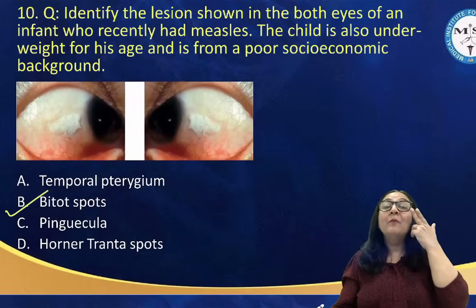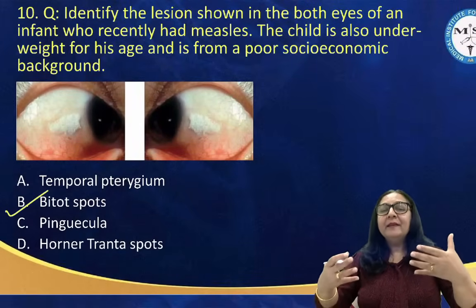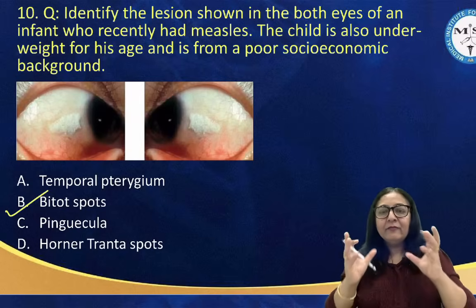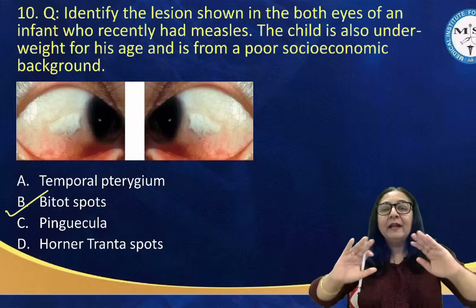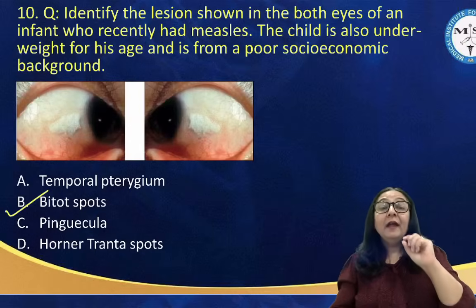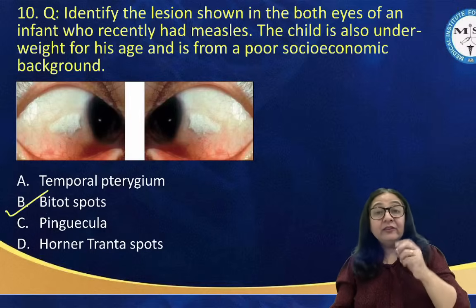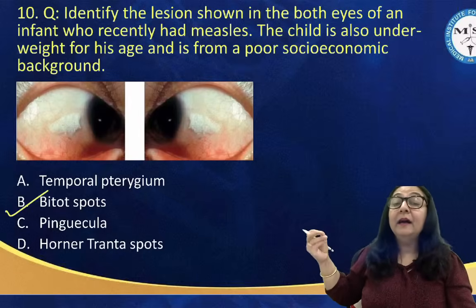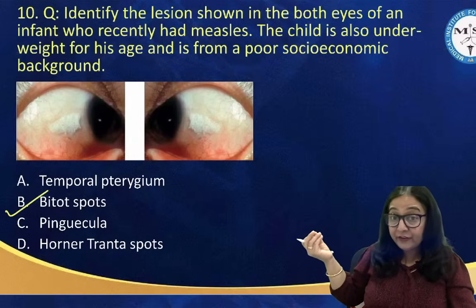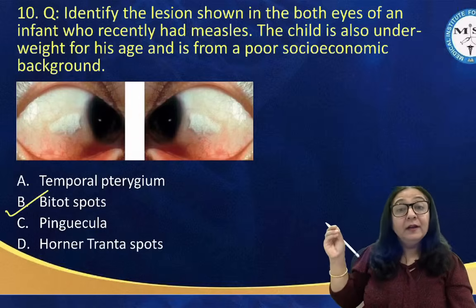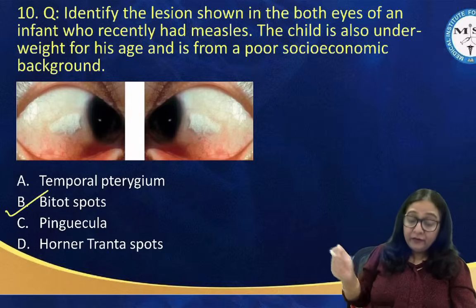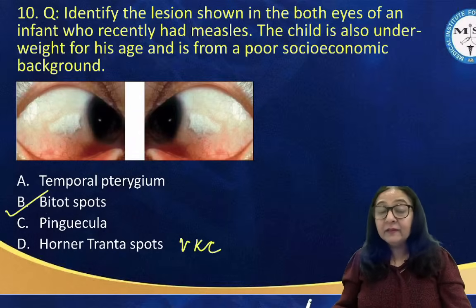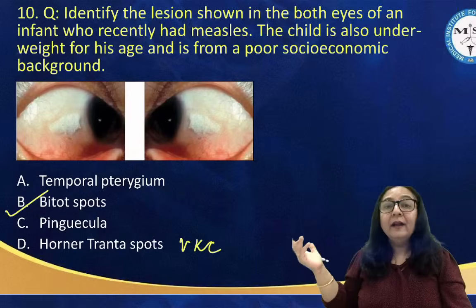The other choice is temporal pterygium. Now, pterygium is a growth of conjunctiva. It's a fold of conjunctiva which will be covering the cornea. It doesn't have any relation to nutritional deficiencies. Similarly, pinguecula is again a conjunctival degeneration, with no relation to nutritional deficiency. Horner-Trantas spots are seen in VKC, vernal keratoconjunctivitis or spring catarrh. So here is your Bitot's spot.